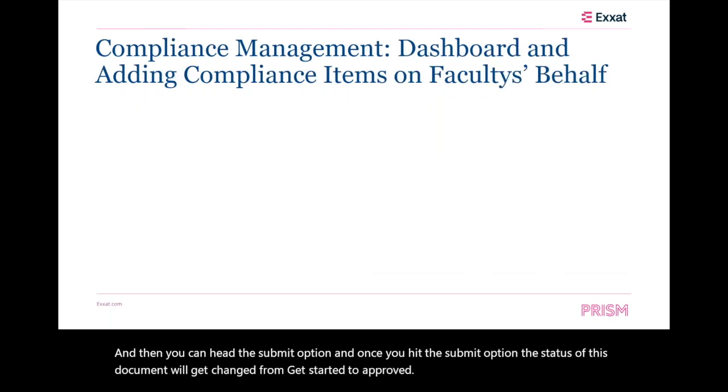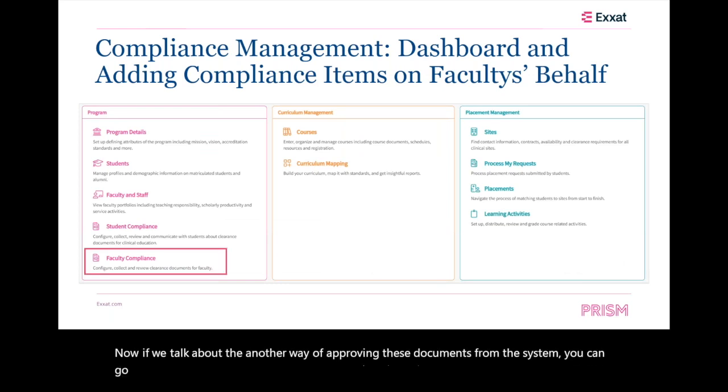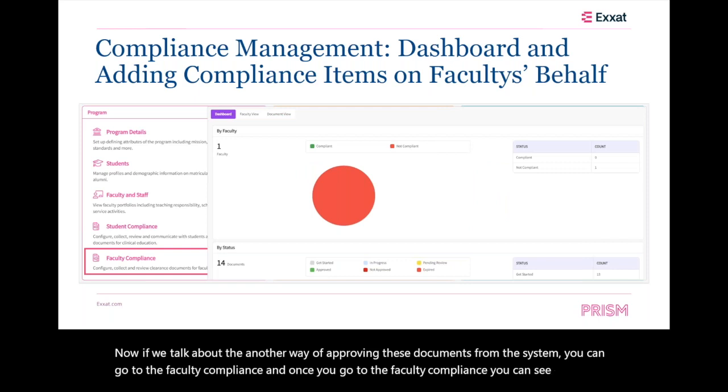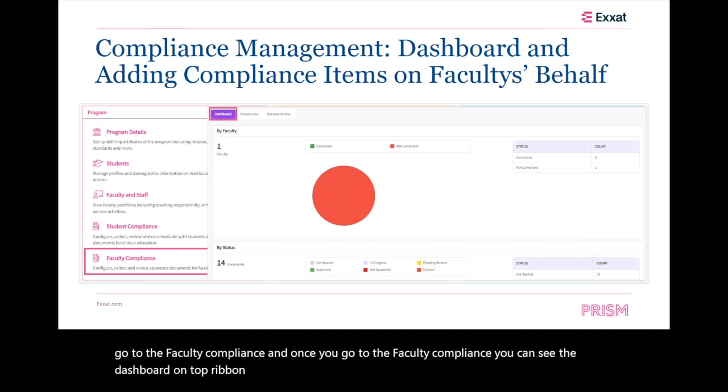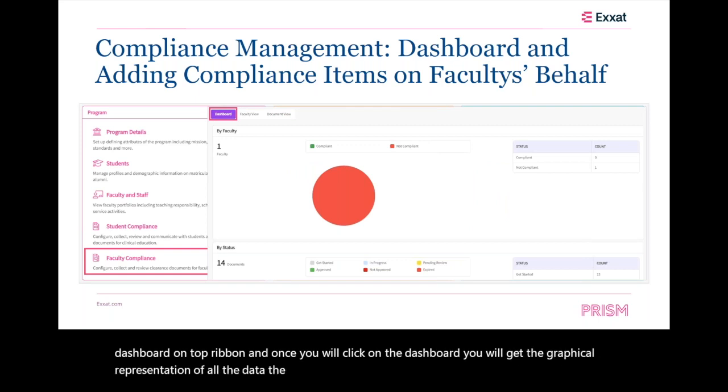Now, if we talk about the other way of approving these documents from the system, you can go to the faculty compliance. And once you go to the faculty compliance, you can see the dashboard on the top ribbon. And once you click on the dashboard, you will get the graphical representation of all the data, the documents as count of each status, total number of documents, total number of documents approved.